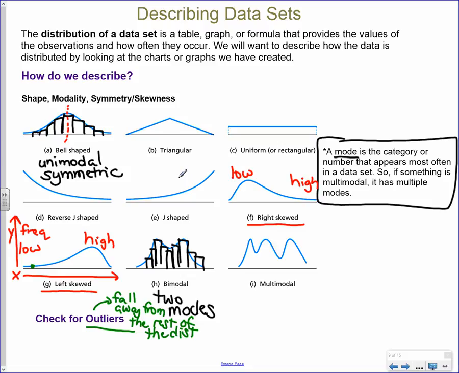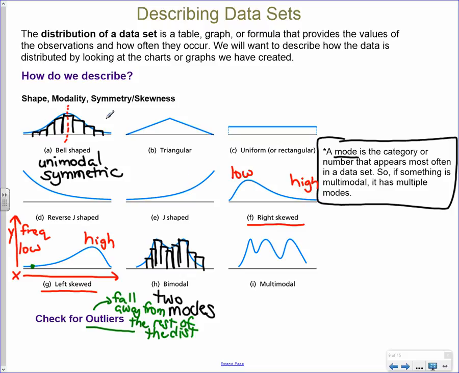Describing data sets is definitely going to be important going forward, just trying to figure out how we're going to describe our data, because that's what we're trying to do. We collect this data and then we want to do something with it, right? One of the first things we'd like to do once we graph the data is get an idea of what the shape is. We call that describing the distribution of a data set. The distribution can be described with a table, a graph, or even a formula. We'll talk about how to do it with a formula in later chapters.